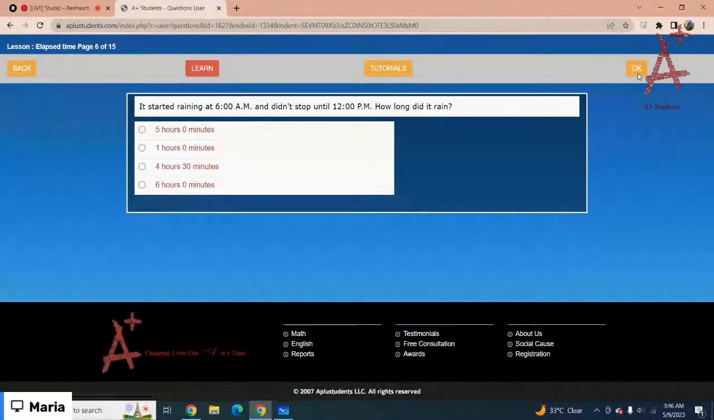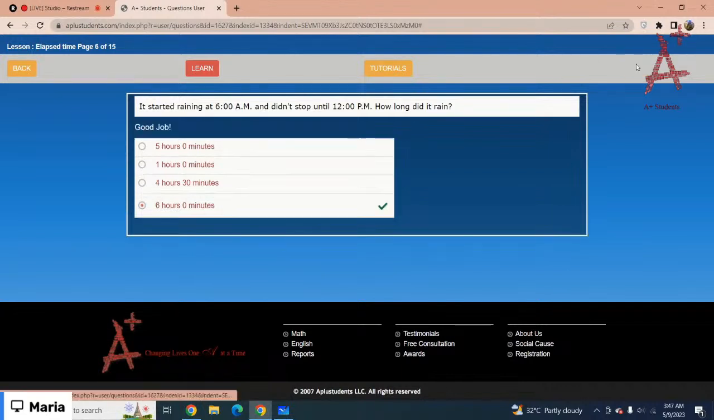Okay, the next one is: it started raining at 6 a.m. and did not stop until 12 p.m. How long did it rain? You have to count the time from 6 until 12. So which is the correct option? It would be 6 hours. When you start counting from 6 until 12, it would be 6 hours and 0 minutes.